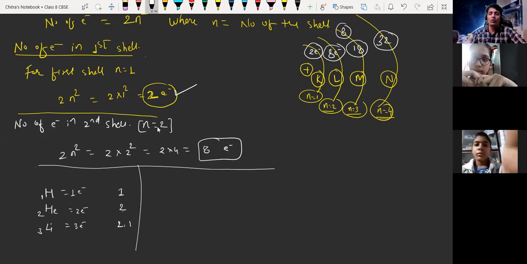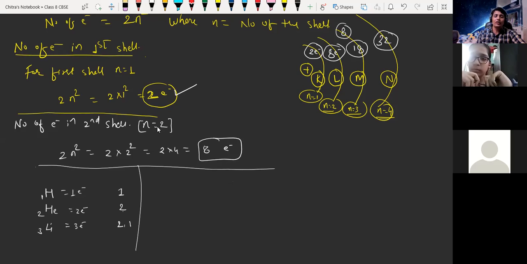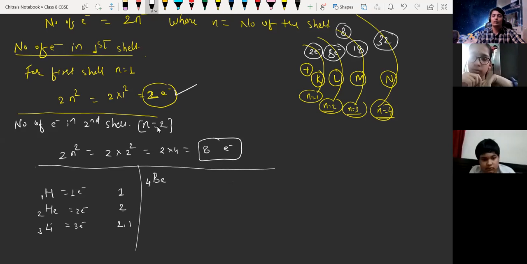Now I am asking one by one. Now Ayush is going to answer that. The electronic configuration of beryllium will be... Beryllium has atomic number 4. Ayush, what will be the electronic configuration of beryllium? In the first shell 2 electrons and the second shell also 2. Very simple.